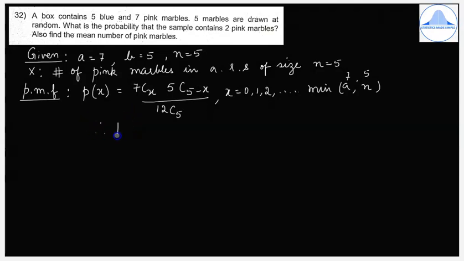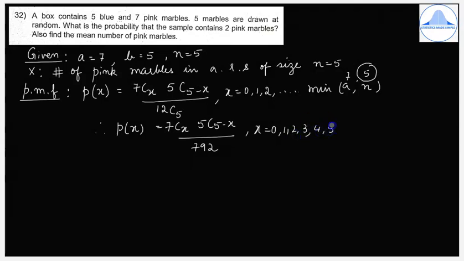So finally you get P of x is equal to 7Cx times 5C(5 minus x), and 12C5 is 792, and the minimum of 7 and 5 is 5. So your x will be 0, 1, 2, 3, 4 and 5. Now the question is, find the probability that the sample contains 2 pink marbles.